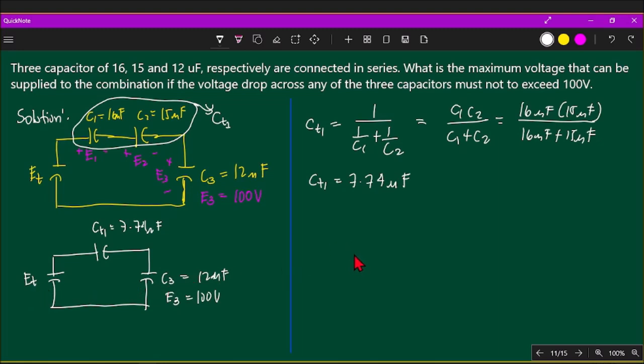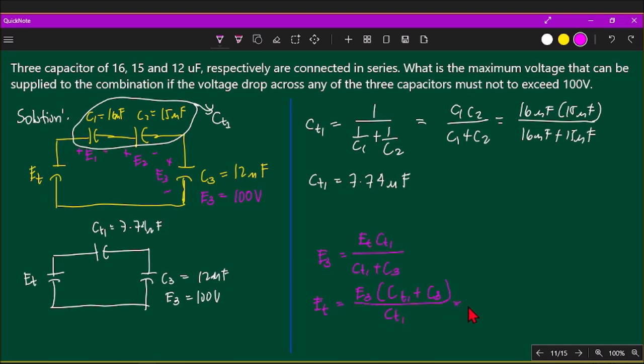So using our voltage division theorem, we need to get our ET. So we have here our E3. So E3 is equal to the opposite of this one, which is CT1, then we multiply that by our voltage source over CT1 plus C3. Now solving for our E3 or our total voltage, so cross multiply, so we have E3 times CT1 plus C3 over CT1.